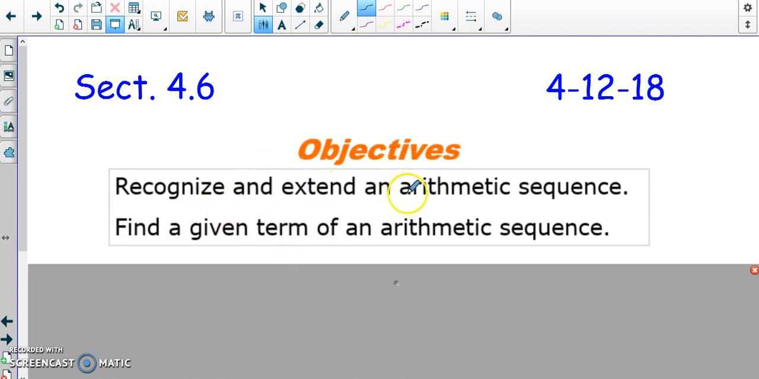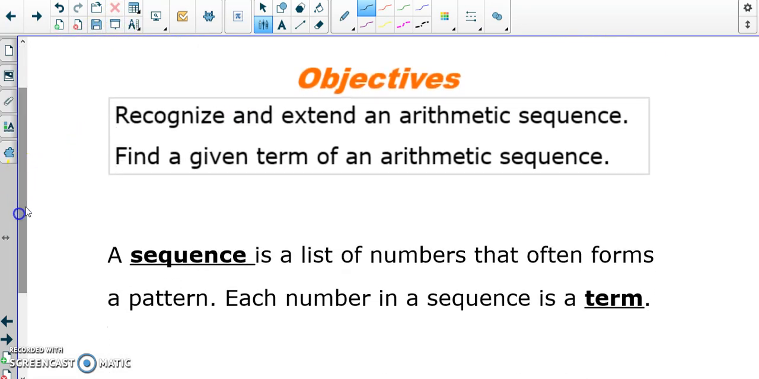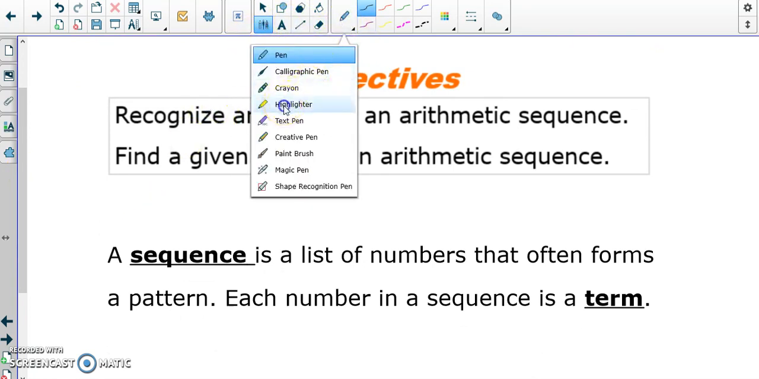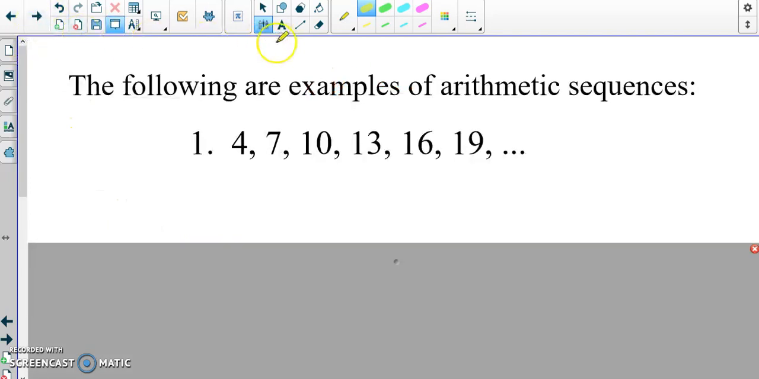So we want to take a look at what's called an arithmetic sequence. We want to find any term of an arithmetic sequence. So on your guided notes, in that very top part there, fill in the blanks with the underlined words. So a sequence is a list of numbers that often forms a pattern. Each number in a sequence is a term. So fill in sequence in the first blank, and term in the second blank.